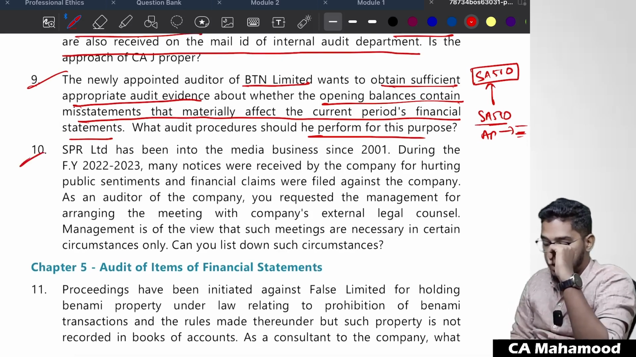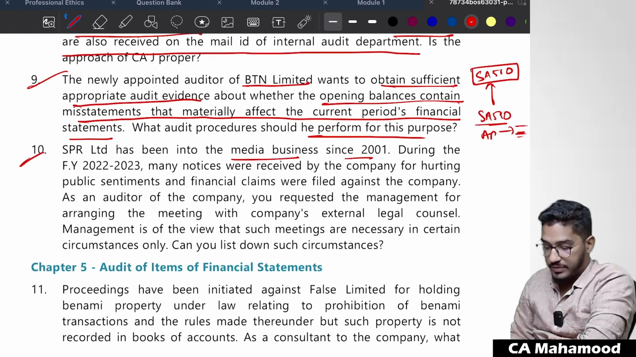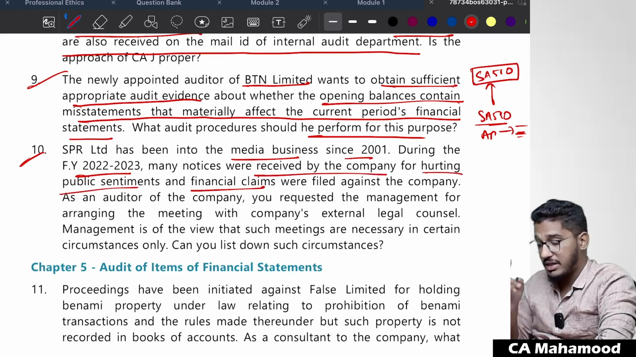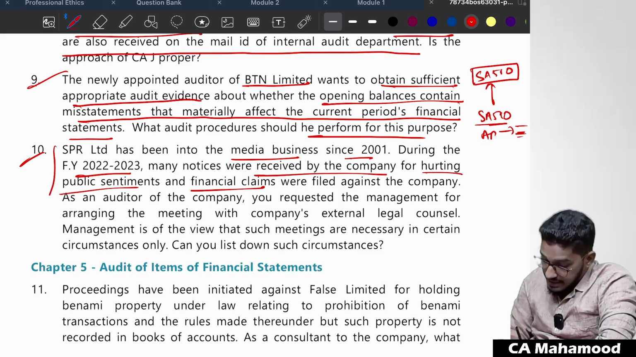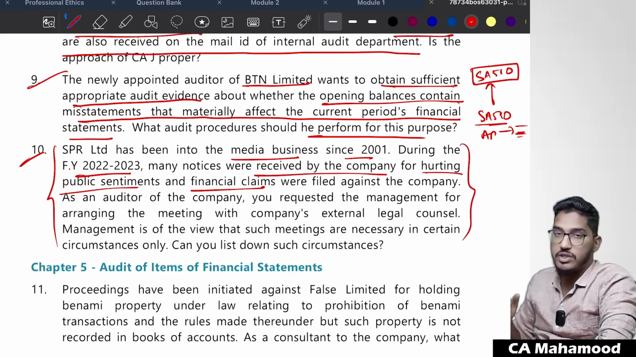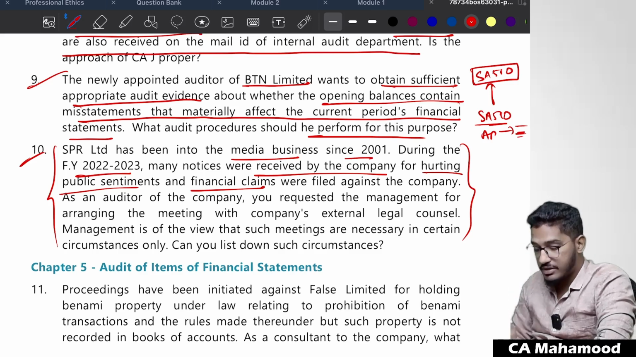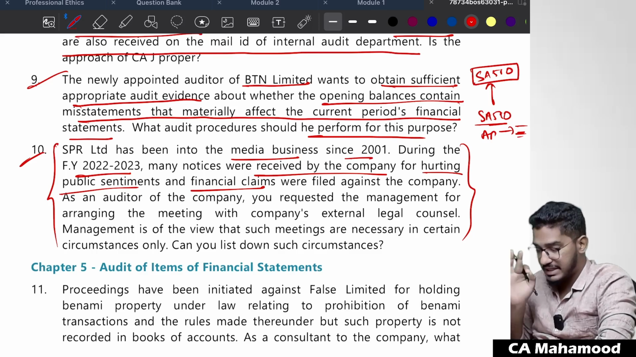SPR Limited has been into the media business since 2001. During the financial year 2020-23, many notices were received by the company for hurting the public sentiments and financial claims. Guys, if you follow my material, the same question will be there in the test your knowledge questions. Same question will be there in the main material itself. I have given a similar kind of question, exact question if I am not wrong.